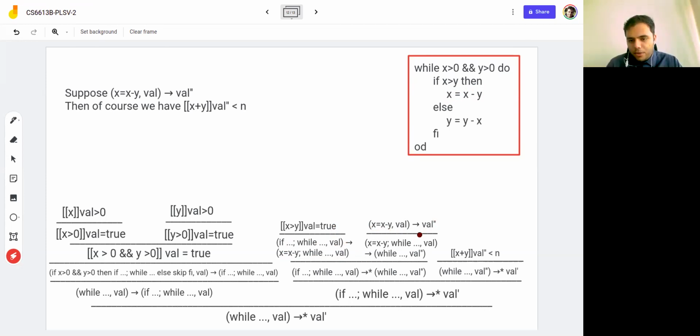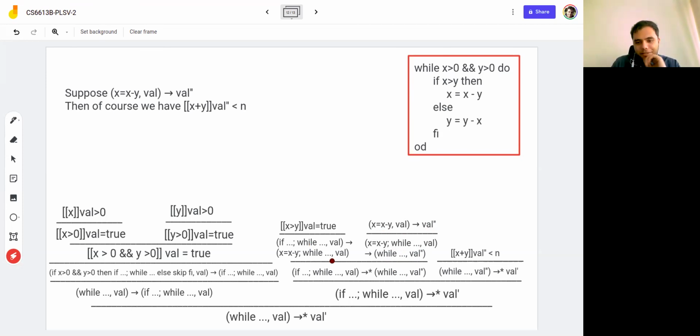Which rule am I applying here? How do I get from this to this? Yes, this is the composition rule, exactly. If I only had this program, I would end up at val double prime. But now I have this program and also some while after it, the original while. So I will just have to run the while on val double prime. Okay, so now I get these two things.